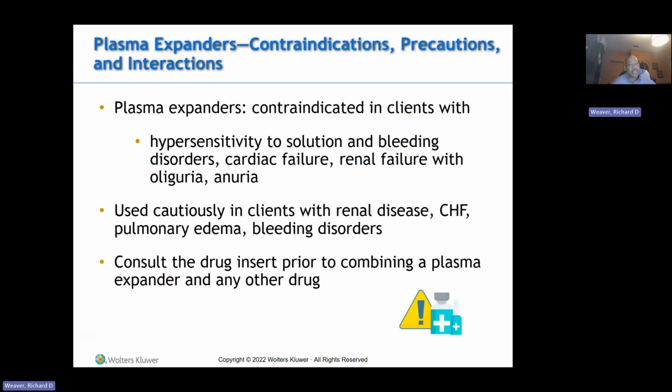Use cautiously in clients with renal disease, meaning you can give it, but hopefully they're not in like an end stage renal disease, like stage 4 or 5, but they are producing some urine. Cautiously in clients with CHF, pulmonary edema, and bleeding disorders. In other words, you can give it to these patients, but you just have to really monitor them. Consult the drug insert prior to combining a plasma expander and any other drug. They usually have this software called Micromedex, and you can enter data to see what is compatible with it. So something to think about.